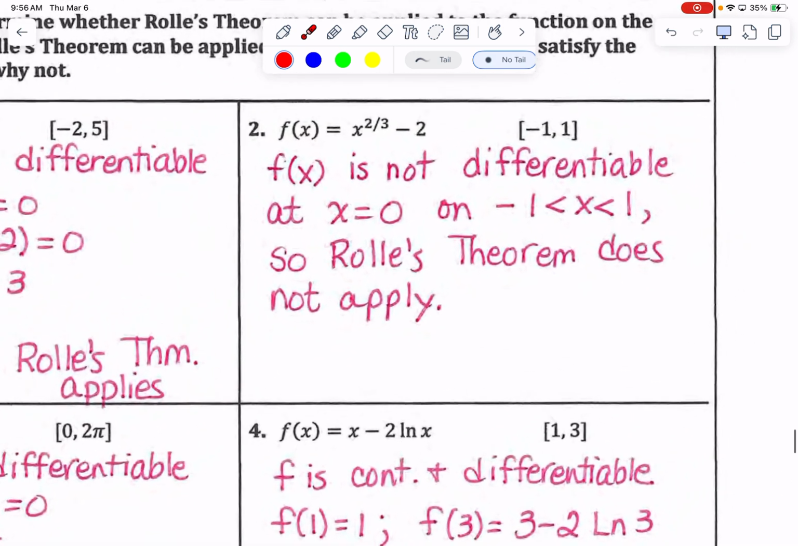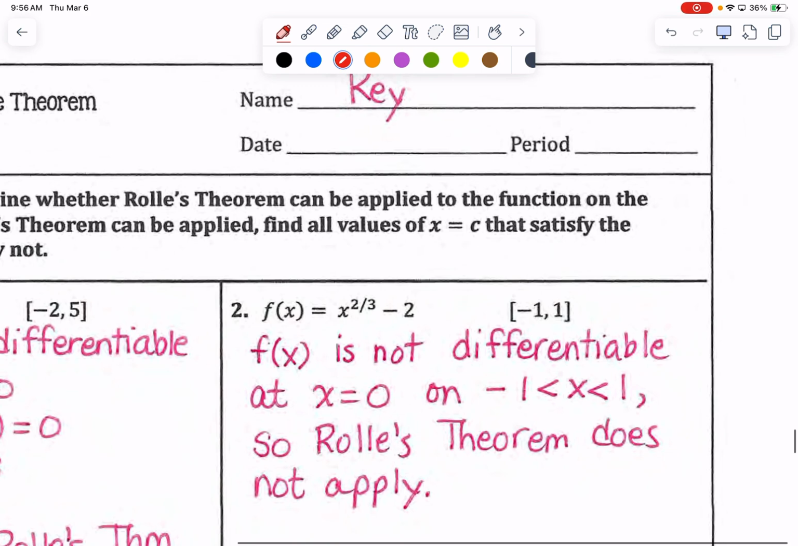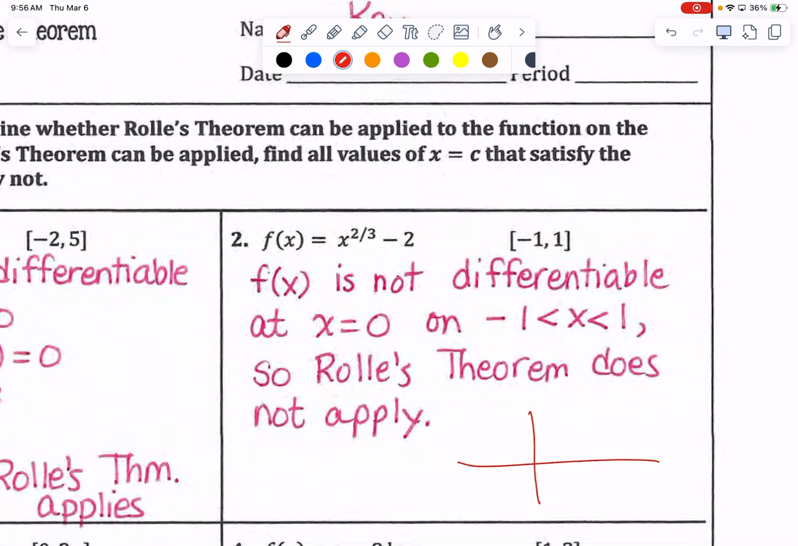Okay? Number 2, this one is non-diff. So you can just stop. Rolle's theorem doesn't apply. Do you know why this is non-diff? Can anybody tell me? There's a cusp at where? 0. Okay, this is a graph. This is a bird shifted down 2. Looks like this. So there's a cusp at 0, -2. I only care about the x value because that's the interval I'm looking at, from -1 to 1 on the x-axis. So 0 is non-diff, so Rolle's theorem does not apply.